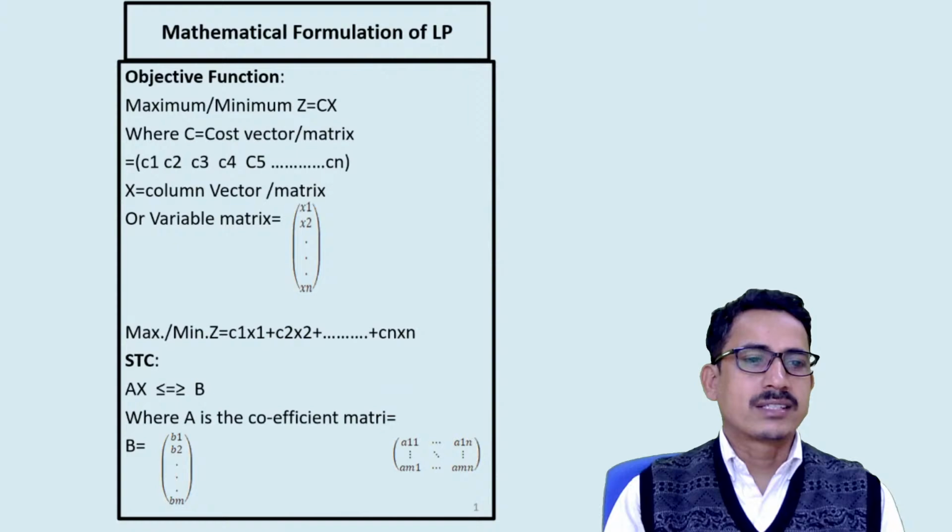Now coming to the second part, subject to constraints. I have written again a matrix multiplication: A into X less than or equal to, equal to, or greater than or equal to B. Here you multiply the two matrices A with X, and we get the output matrix, that is B.